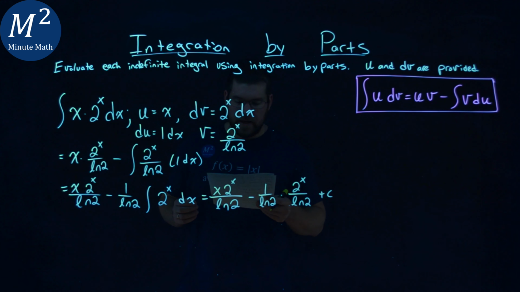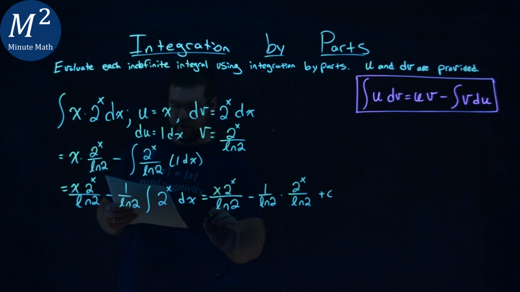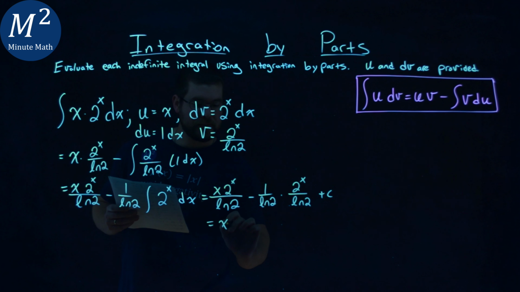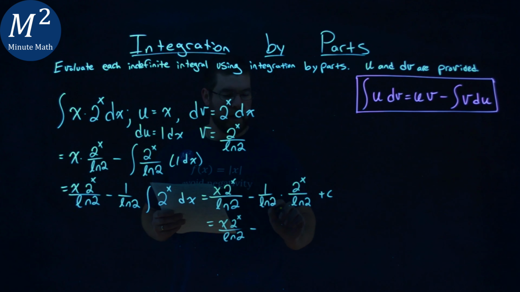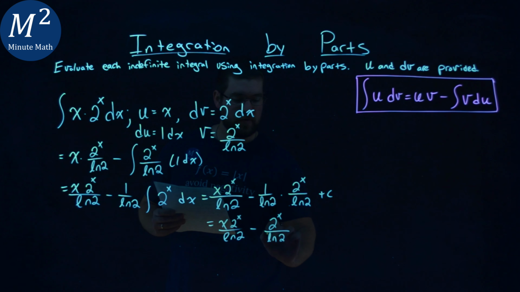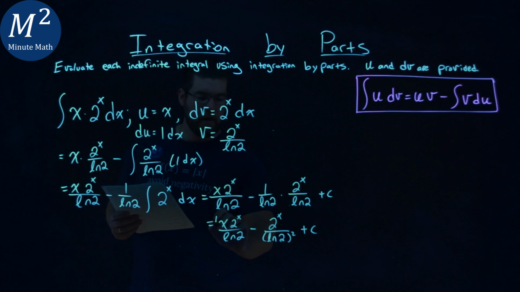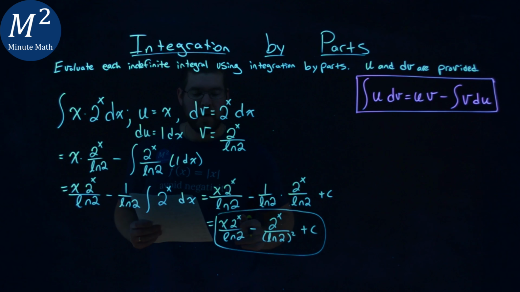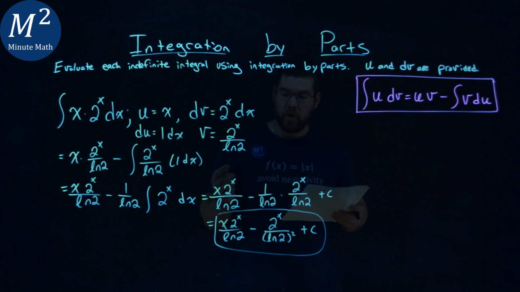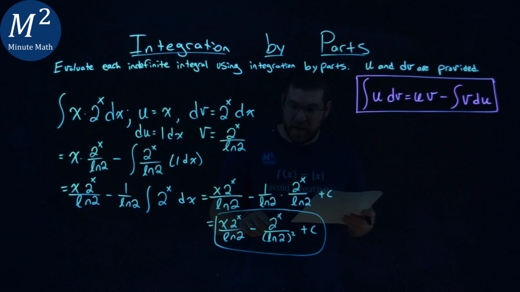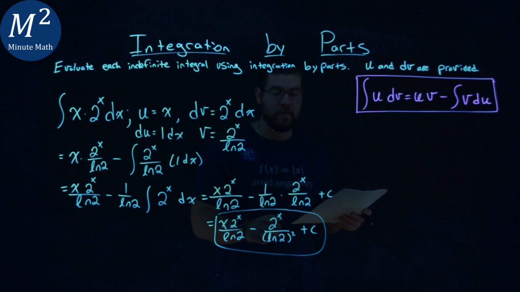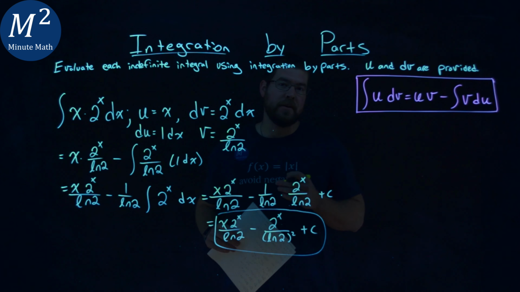All right. Now let's go simplify this up a little here. We have x times 2 to the x power over natural log of 2 minus, combine this, we have 2 to the x in the numerator. The denominator is natural log of 2 all squared. And then plus c. And that's it. My final answer here for this integral is x times 2 to the x power over natural log of 2 minus 2 to the x power over natural log of 2 squared plus c.